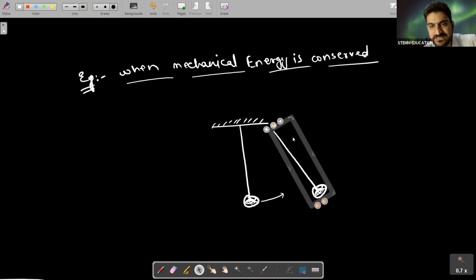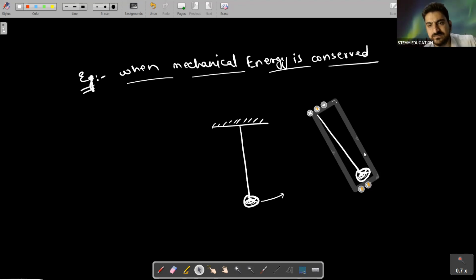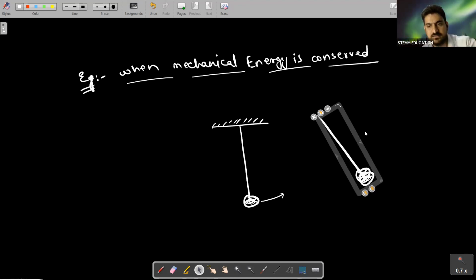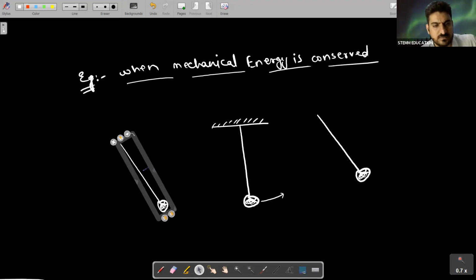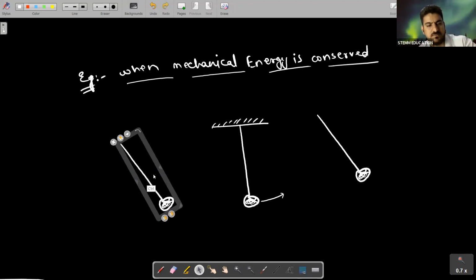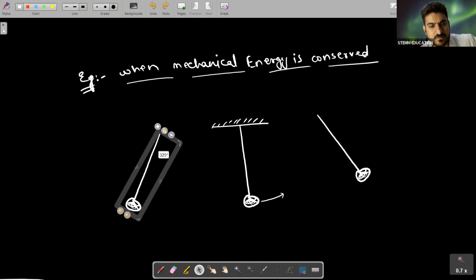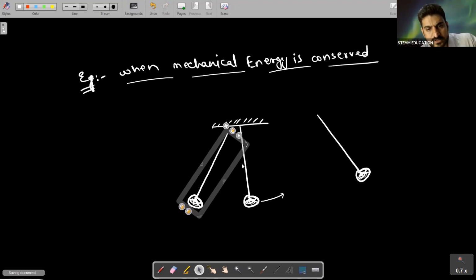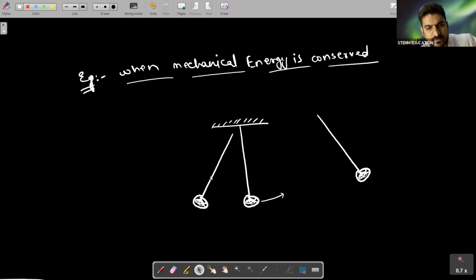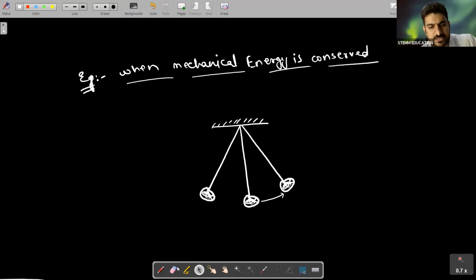So it goes like this. This pendulum would move like this. It goes rightwards, then comes back to its original position, then goes leftwards, and then comes back to its original position. So this is what is going to happen. It's going to move to and fro.